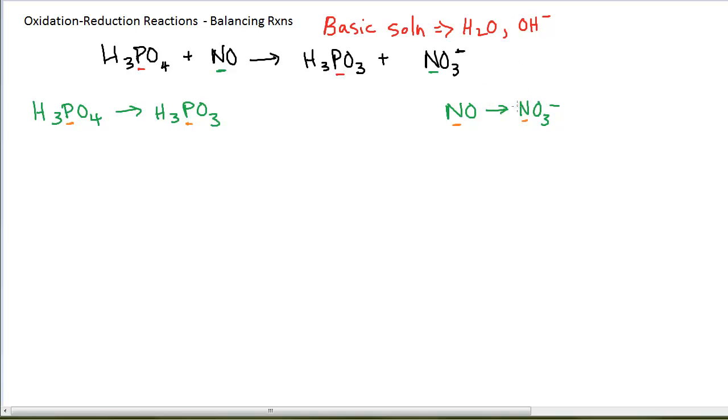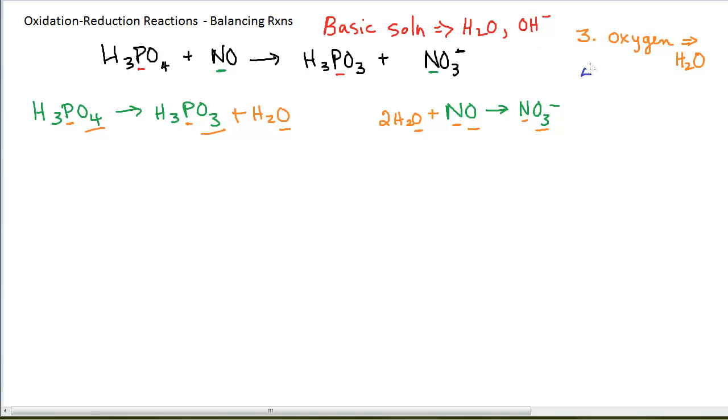Step number 3 is to balance the oxygen with water. That was our step number 3 previously. It's still our step number 3. Let's see, I have 4 oxygens on the left, only 3 on the right. So I need to add 1 water to give me my 4th oxygen on the right. In this case, I have 3 oxygens on the right, 1 on the left. That means I need 2 more waters on the left to give me 2 more oxygens to balance my oxygens.